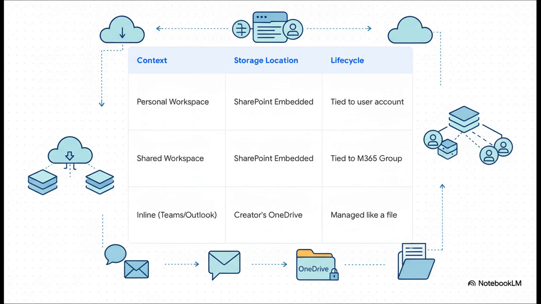The physical location of a Loop component is, well, it's fragmented. If you create it in the Loop app itself, it lives in one of those hidden SharePoint embedded containers. But, and this is a big but, if you create it on the fly in a Teams chat or an Outlook email, it's just a regular Loop file sitting in your personal OneDrive. Where it's born determines where it lives forever.